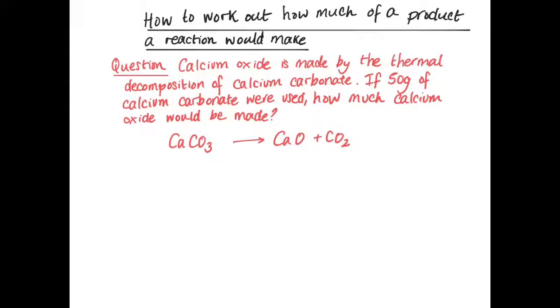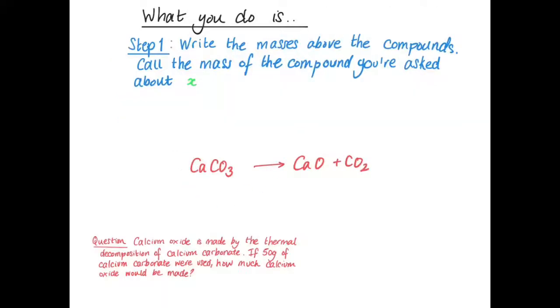So the question is asking, if you have 50 grams of this, how much of this would we end up with? So what you do is, step 1, write the masses above the compounds. Call the mass of the compound that you're asked about x. So we're asked about calcium oxide, so we're going to put an x there. And the question says that we start with 50 grams of calcium carbonate, so we're going to put 50 above the calcium carbonate.